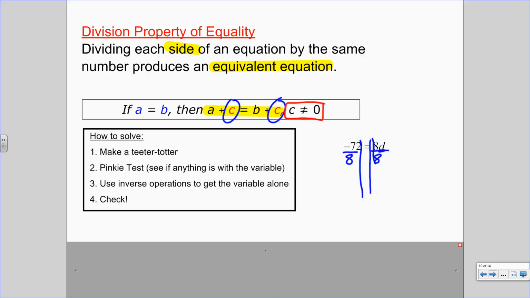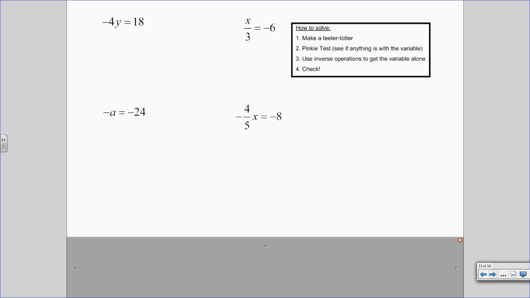8 divided by 8 cancels out and gives you d. And then negative 72 divided by 8 is a negative 9. Now this is not written in standard form. We could switch it around and say d equals negative 9, and that would be in standard form. So those are the steps that we're going to practice. You have 4 problems. I want you to give each of these a try. And when you're done, turn it back on, and let's work through them.